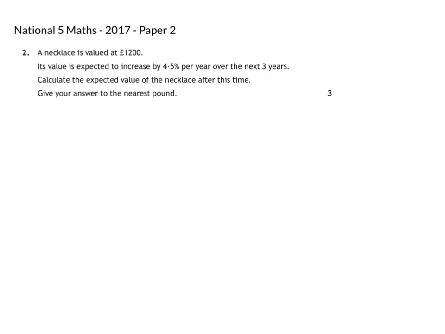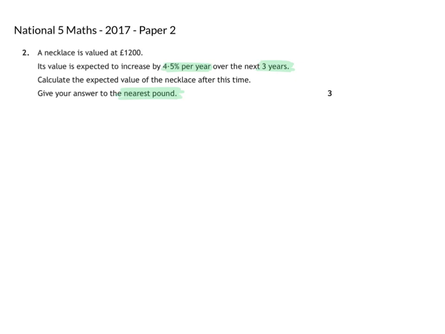Okay, so for question 2, we have a necklace valued at £1,200. Its value is expected to increase by 4.5% per year over the next 3 years. Calculate the expected value of the necklace after this time, giving your answer to the nearest pound. So in here, we've got a few important things: 4.5% per year, 3 years, and nearest pound. Those are the most important things we need to know.